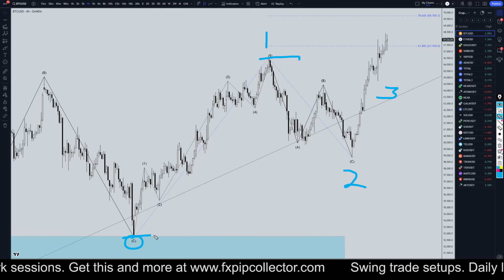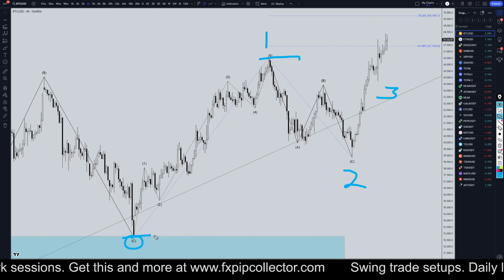I got my Fibonacci extension on the last impulsive up projected out the last correction to give us areas of resistance. We're beyond the 61.8, so I think the next area to look out for is the 78.6, right around 69,769,000. At some point, it probably is going to make another pullback, which is great news for us because that will give us another chance to go long.